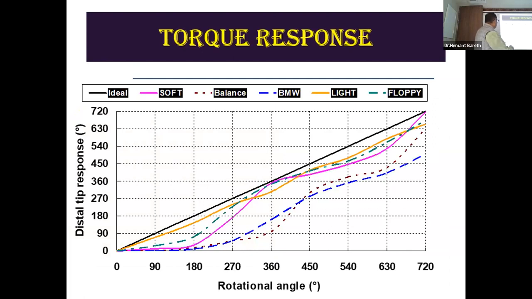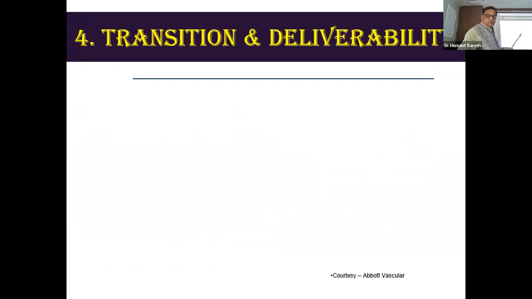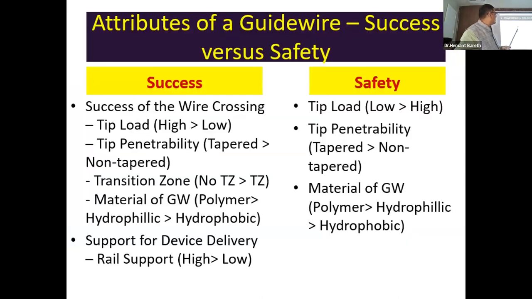And these are the wires depending on that torque response. BMW, as you can see, lies somewhere in between the floppy line, and this is the ideal wire where you have 1:1 torque response. But as you can see, most wires are not ideal wires, and they don't have 1:1 response. So they have something less than 1:1 torque response. I think the deliverability part is also something where it's a transition. So where the transition happens can make the movement of the wire easy or difficult.